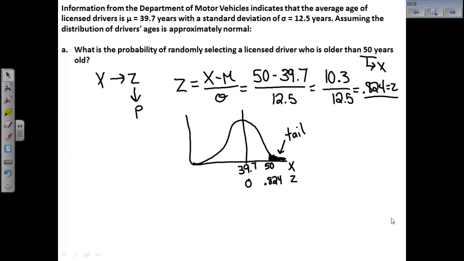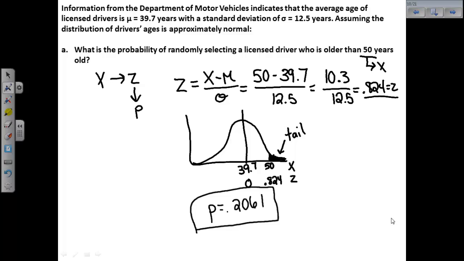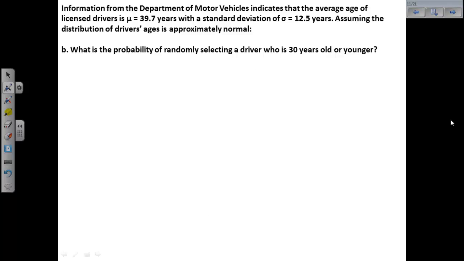So P equals 0.2061. So that's the probability of randomly selecting a licensed driver who's older than 50 years old. Or in other words, a 20.61% chance if you multiplied that by 100. Now with the same distribution, what's the probability of randomly selecting a driver who's 30 years old or younger?